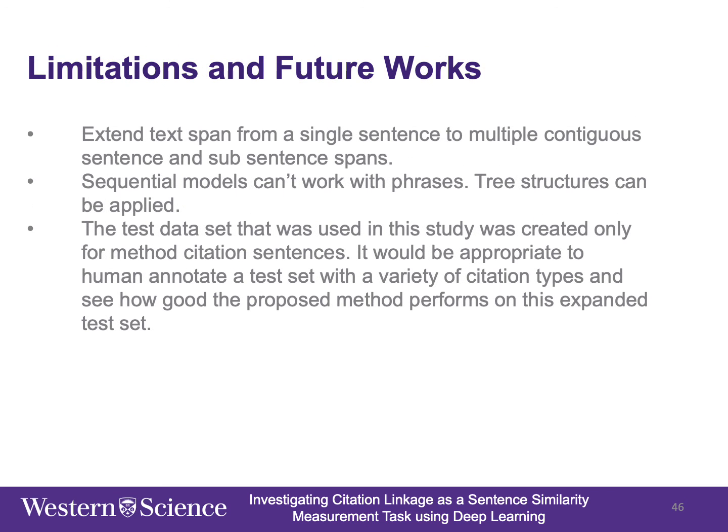Still, our work has a few limitations which can be improved in the near future. In our work, the text span was restricted to only a single sentence, so we can try to expand it to multiple contiguous sentences and sub-sentence spans. Furthermore, our models can't work with phrases, which is very important for chemical names like sodium chloride, where there are two words but it's representing one entity. So using tree structures like tree LSTM and tree transformer can solve this problem.